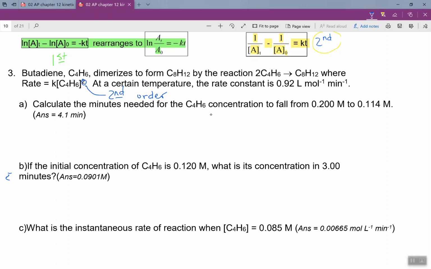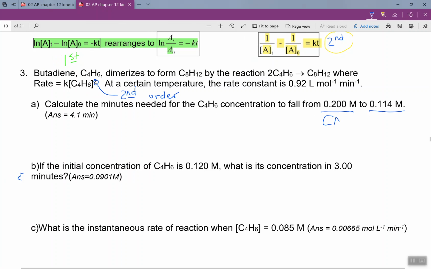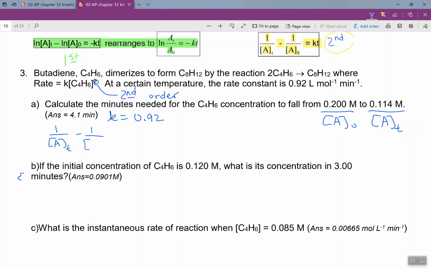So we need to calculate the minutes for the C4H6 concentration to fall from 0.2 molar to 0.114 molar. So we have a concentration of A0 and we have a concentration of At. And we have a value of k equal to 0.92. We're going to be using the equation in yellow. So we have 1 over At minus 1 over A initial is equal to 0.92 times time, and we're going to be solving for time.